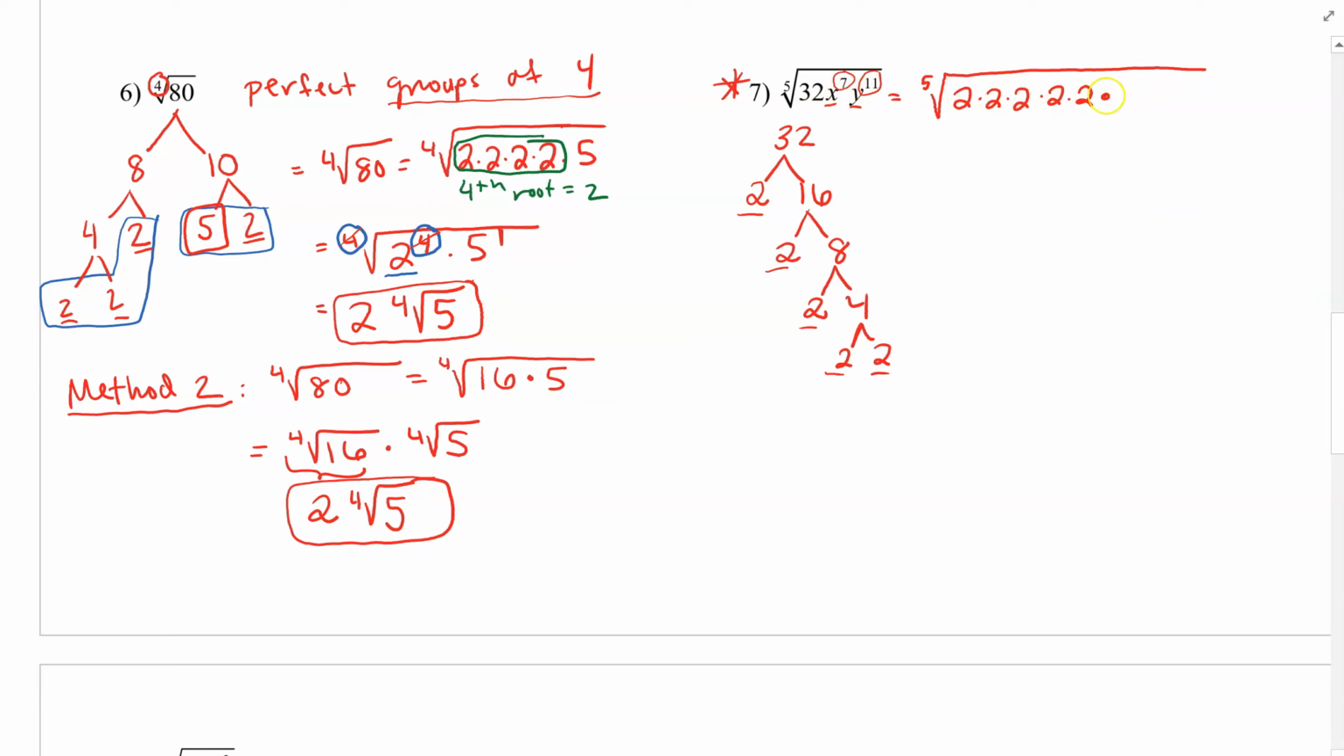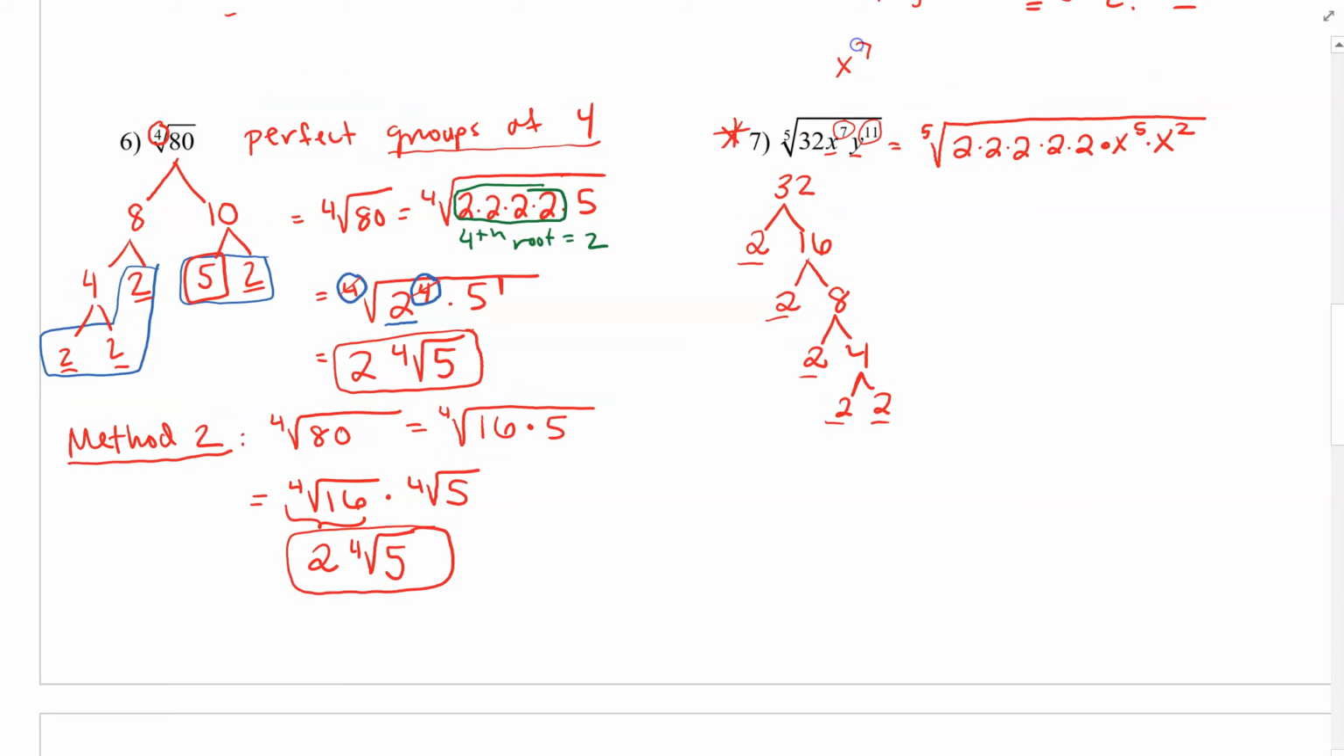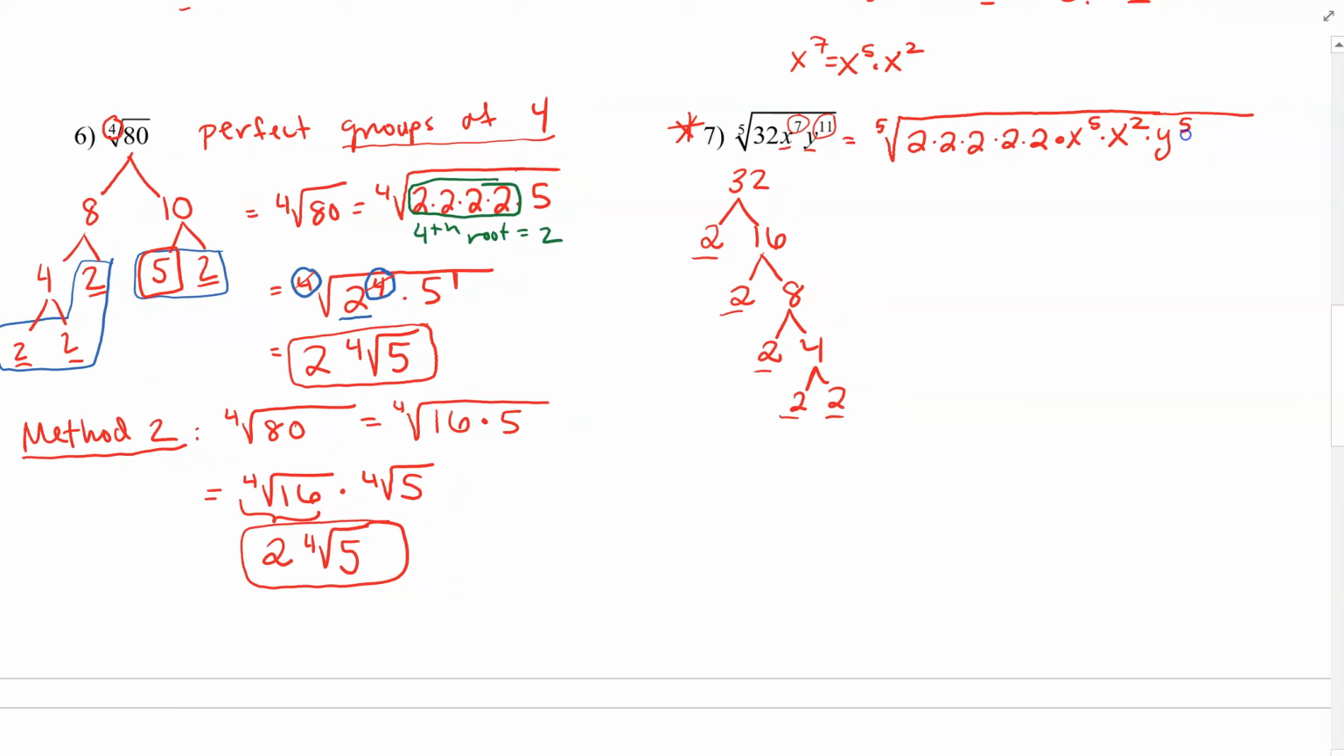I might split up the x, though, into x to the 5th and x squared. As a quick reminder, when you're multiplying x's to different powers, the powers add. So x to the 5th times x squared would be x to the 7th. Maybe I'll write that as a little side note right here. So that's a property of exponents. I'm using it backwards. And then the y, I'll think of that as y to the 5th, y to the 5th, and then y to the 1st. Because I'm trying to get things in terms of 5, right?